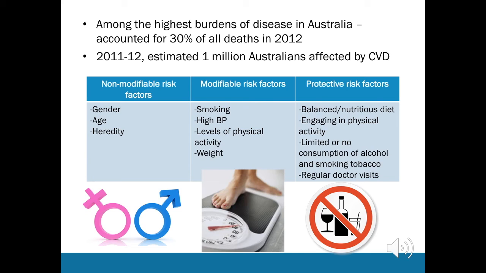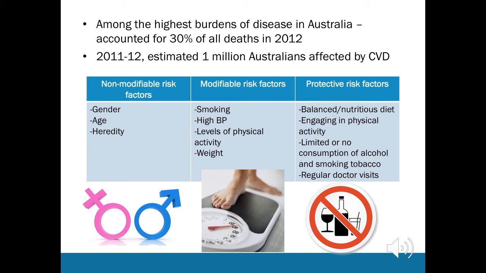And then we've got our protective factors. So this is a balanced and nutritious diet, engaging in physical activity, limited or no consumption of alcohol. Smoking tobacco is one of the biggest risk factors, not just for CVD, but also for cancer and a whole other range of illnesses, as well as regular doctor visits. So really important to remember that these protective factors are things that limit an individual's chances of developing CVD.